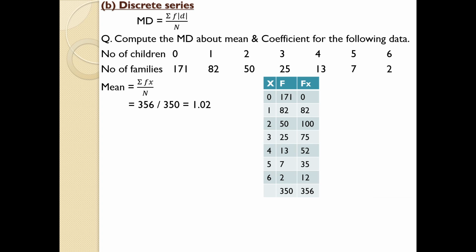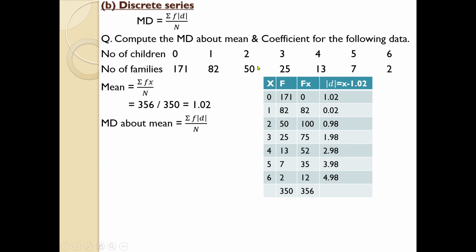Next you need to take |d|. Mean deviation about mean is sigma f |d| divided by N. For computing that, we have f and we don't have |d|, so you need to find |d|. After that you need to multiply f with |d|. So let us find |d|. |d| is x minus 1.02. Here x is these values, minus the average. Here we have used the mean value 1.02.